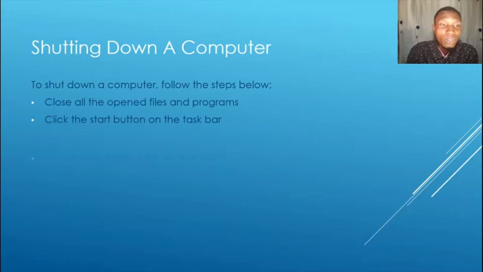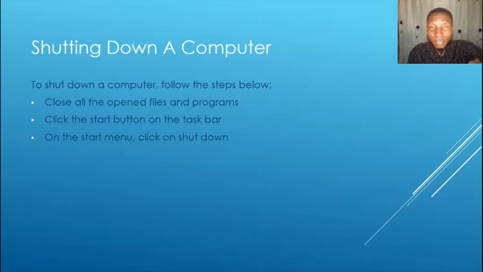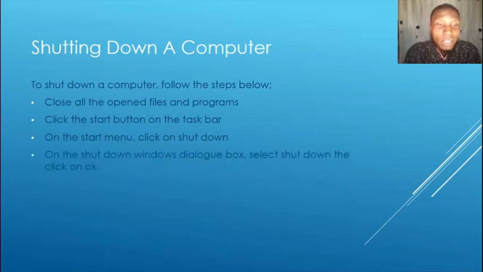Then the next thing you're going to do is that on the start menu. The Windows button is also known as the start button. So when you click on it, it brings out the start menu. So on the start menu, the next thing to do is to click on the shut down button. After clicking on the shut down button, a Windows dialog box appears. On that Windows dialog box, you select shut down and then you click on OK. So these are the steps you use in shutting down the computer.